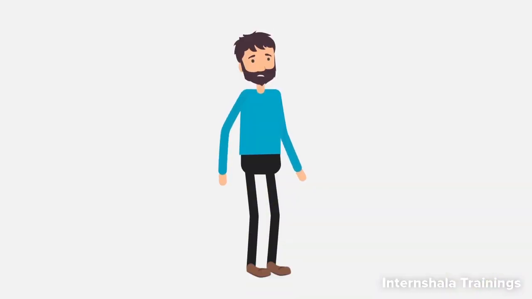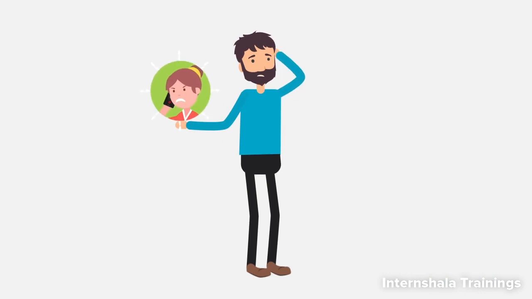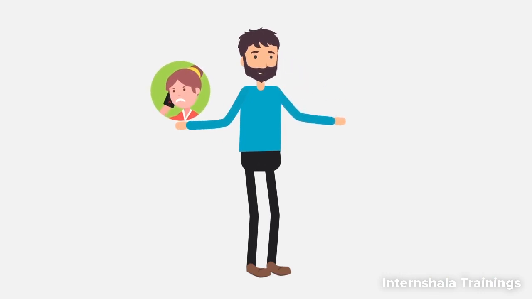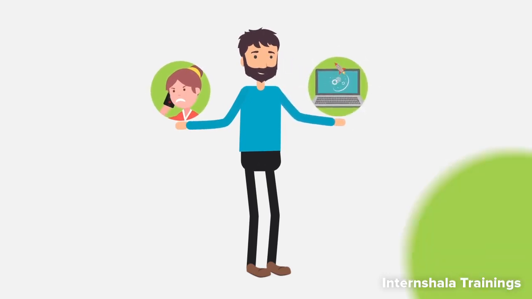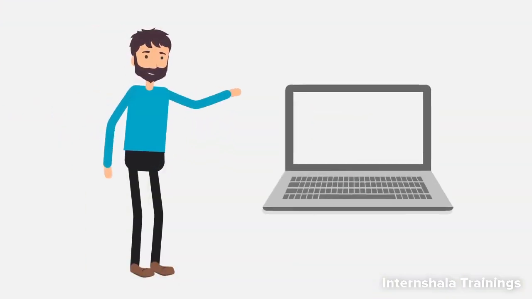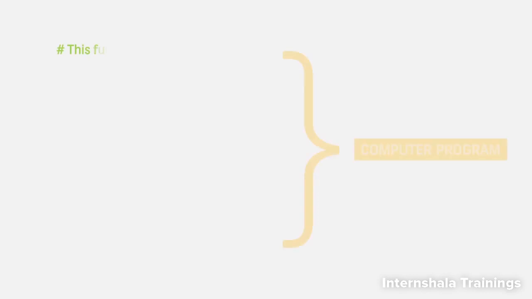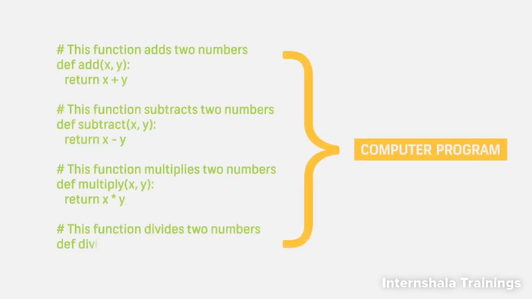Whew. Okay. Giving instructions to my mom is really tough, but giving instructions to a computer is much easier. So how would you give instructions to a computer? Using a computer program, of course. A computer program is a set of instructions given to the computer for performing a certain task.